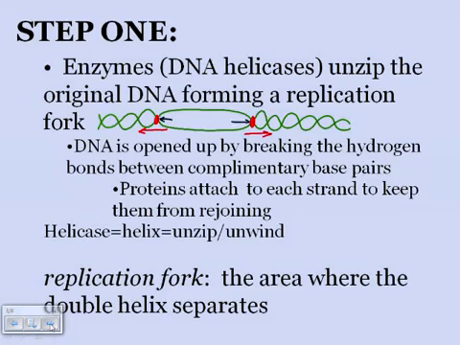Each of these 2 points is going to be referred to as being a replication fork. A replication fork, a fork meaning like a fork in the road where it splits. If you look here, this is where it splits. This is where it splits. So it's the area where the double helix is starting to separate.